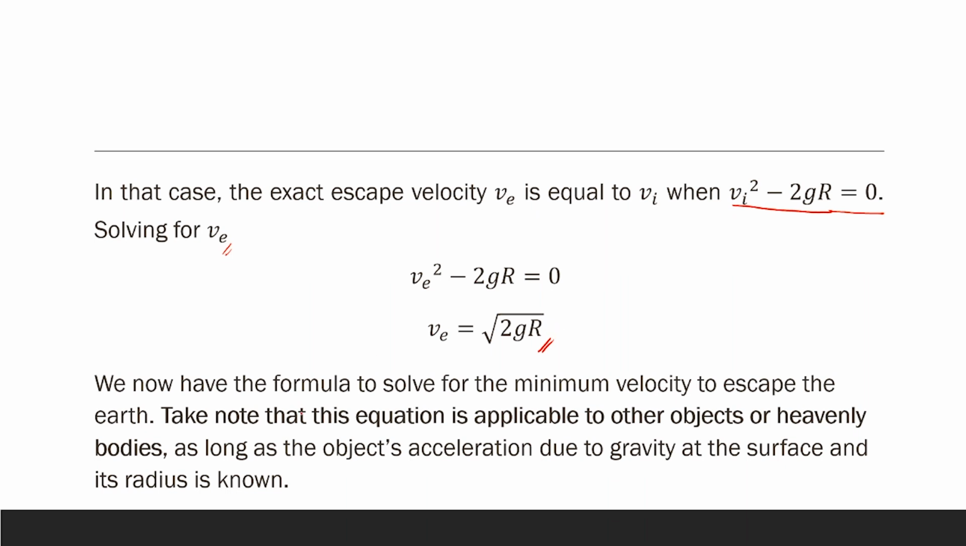So, take note that this equation is also applicable to other objects or heavenly bodies as long as alam natin yung acceleration due to gravity nila saka yung radius nila. Kung napansin nyo class, wala pa naman tayong sinubstitute na mga value, di ba? Initial conditions lang. As long as same ng initial conditions, parehas pa rin ng process yung kakalabasan. Pwede mong i-apply to sa ibang planets, ibang heavenly bodies, basta alam mo yung G nila tsaka yung R nila. Ayan. So, i-apply natin sa problem.